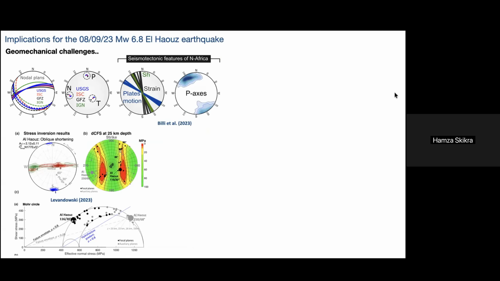Firstly, let's recall the seismotectonic pattern of this event. As I previously mentioned, the fault plane solution indicates the presence of two potential planes. One is northeast-southwest striking and steeply dipping faults, and the other is northwest-southeast, steeply dipping, and it's also marked by gentle dip.